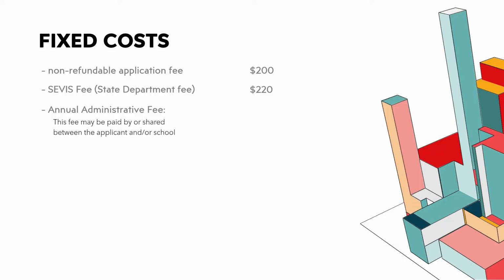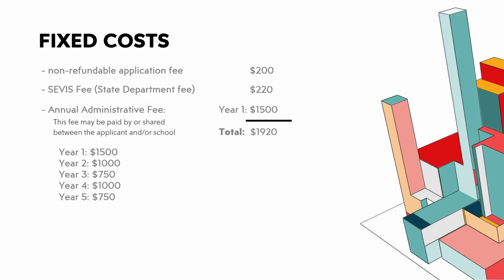For Amity Institute, your yearly fee is as follows. This brings us to a one-time payment of $1,920. If your school sponsors your annual fee, then it will only be around $420.